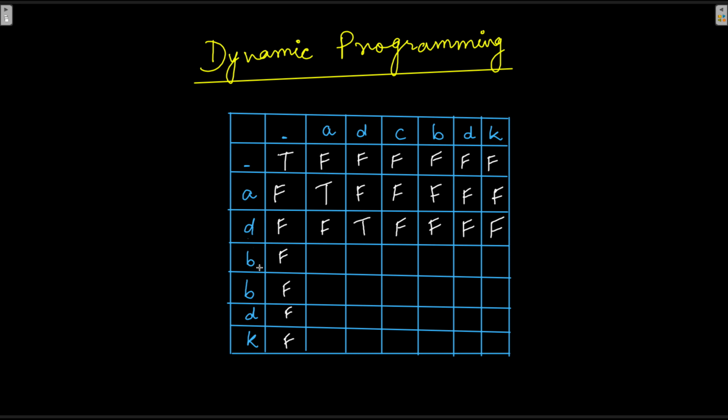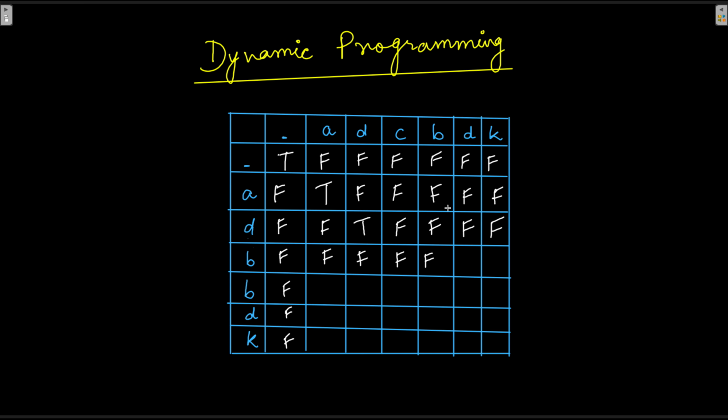Now we'll come to this point, B. A against B, it is not a match. D against B, not a match. C against B, not a match. B against B. So B is matched with B here, but what about the previous character to B? So the previous character to B is D. And what is the previous character of this B? Is C. C versus D? No, that is not a match. If it is false, that means this also cannot be a match. So I'm going to write F here as well.